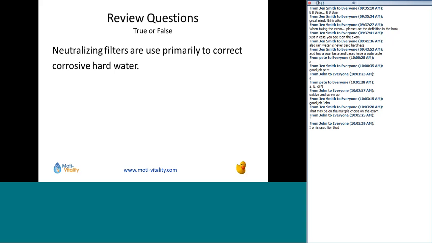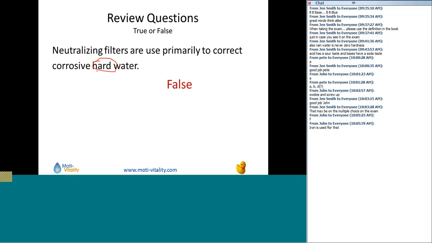Well, neutralizing filters are used to correct corrosive water, but what makes this false is corrosive hard water. That's this word right here. It's usually soft water. If you have a lot of hardness in the water already, then the neutralizing filter is not going to work as well. So acid water, low pH water generally is low in hardness. Yeah, that's right. Hardness and corrosion are confused in the provided statement.